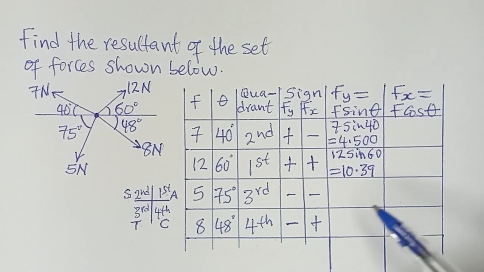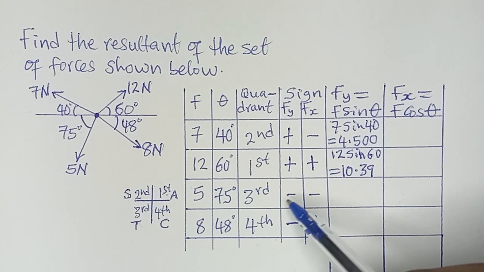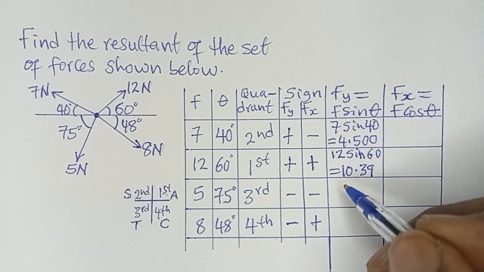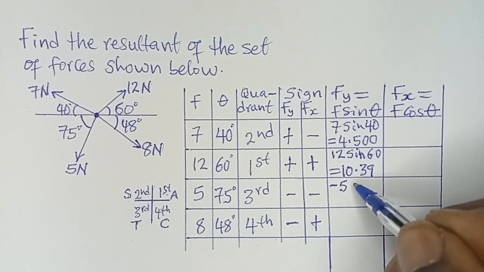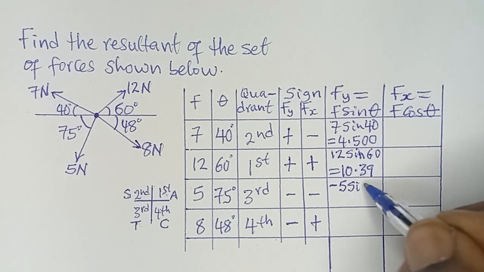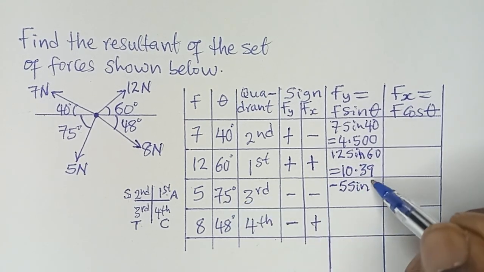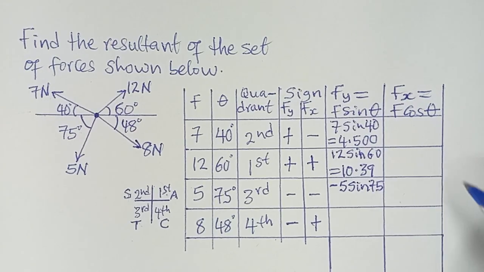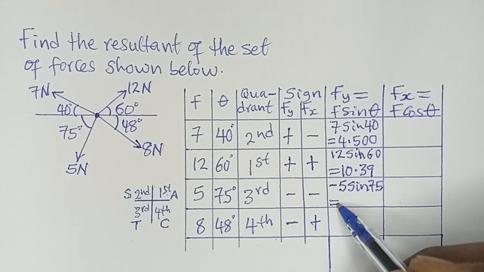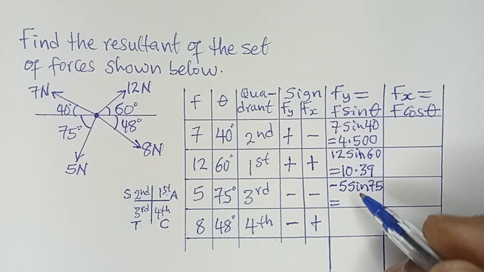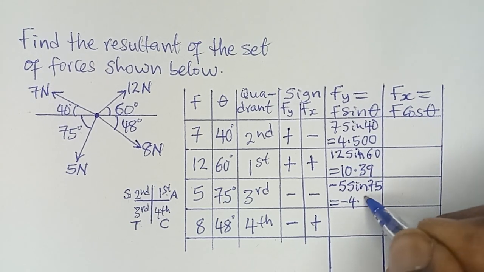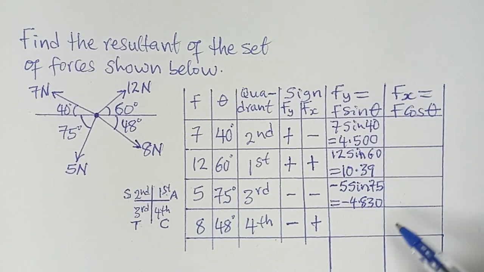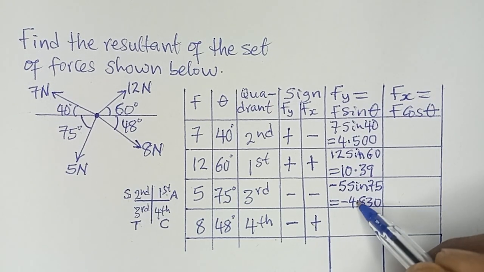10.39. And then the third sign here is negative for the vertical component. So it's going to be negative, multiplied by the force, which is 5, and then the sine of the angle. What is the angle here? 75 degrees. And that will be equal to minus 4.830. So that is what this part will give us.